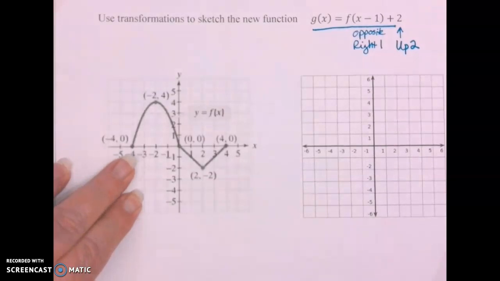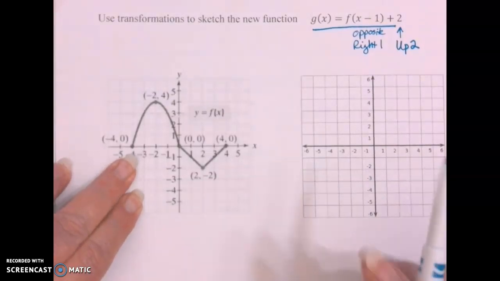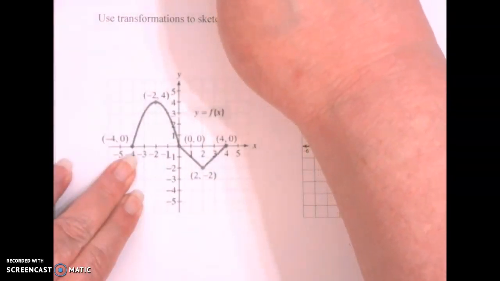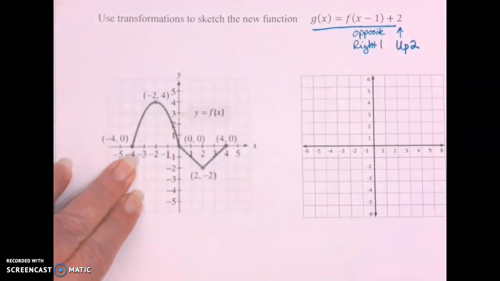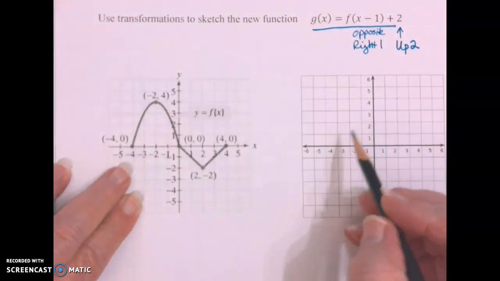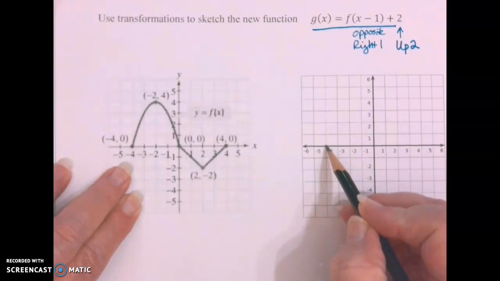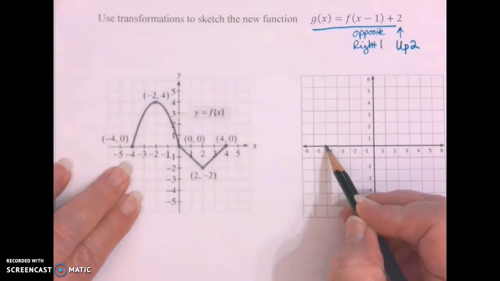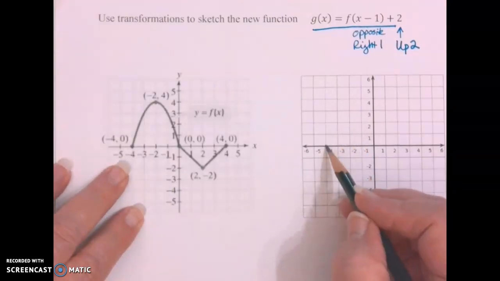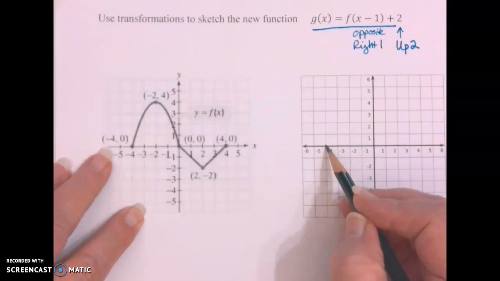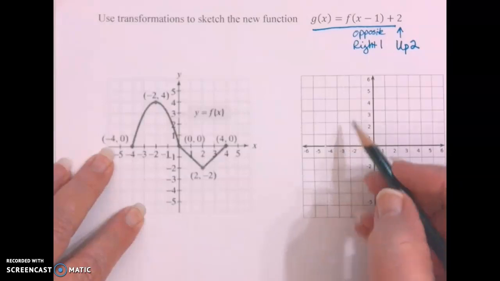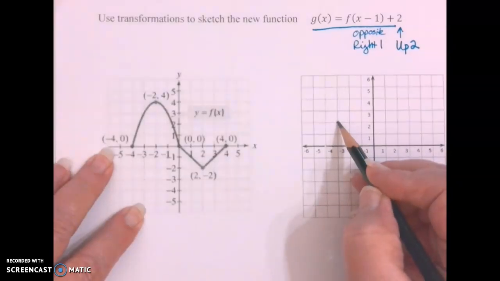So on our original graph, we had -4, and I'm going to use a pencil and then color it in. So we started at -4, 0. Of course, you won't have a graph to work on, but you may want to sketch one in your notes so that you can put your original in and then move it. So -4, 0, I want to go right 1 and up 2.